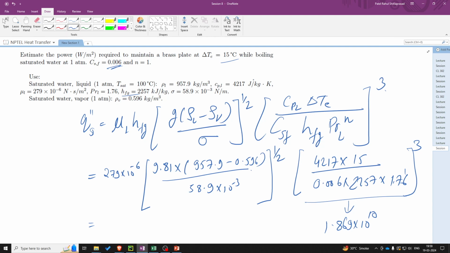You can unmute yourself or write it in the chat box. But you just need to simplify this and it will come.